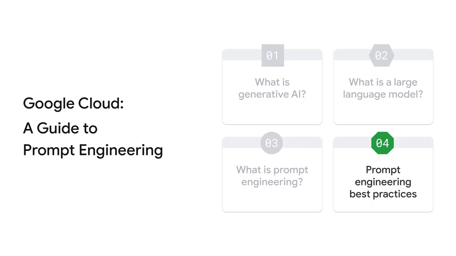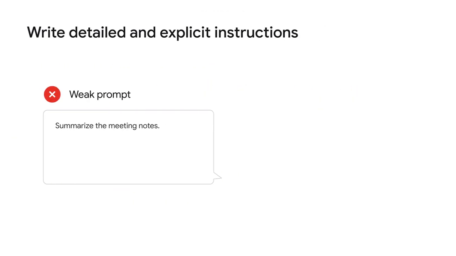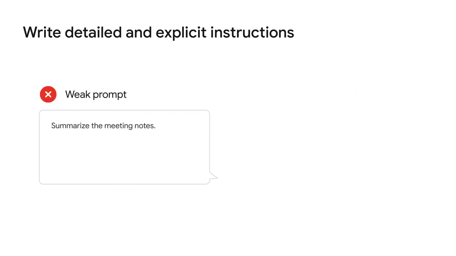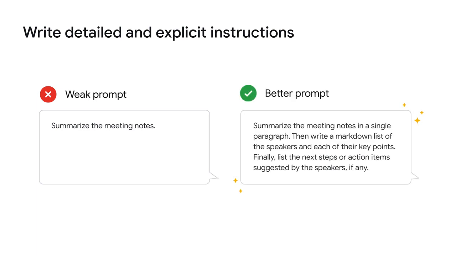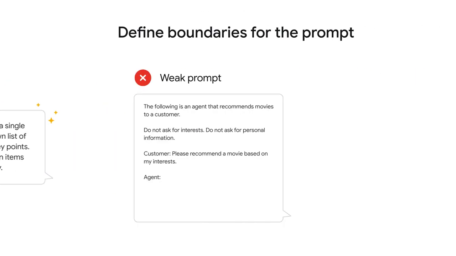Now that you've had a chance to explore what Gen AI is, what large language models are and how they're trained, and what prompt engineering is, it's time to explore some prompt engineering best practices. The first best practice is to write detailed and explicit instructions. The more vague the prompt, the more chance the model will produce a result that is not usable. Be clear and concise in the prompts that you feed into the model.